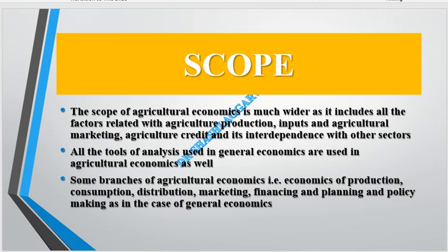The scope of agriculture economics is much wider as it includes all the factors related to agriculture production, inputs, agriculture marketing, agriculture credit, and how they are interdependent upon other sectors. All the tools of analysis which are used in general economics can also be used in agriculture economics. Some branches of agriculture economics are economics of production, consumption, distribution, marketing, financing, planning, and policy making, as in the case of general economics.